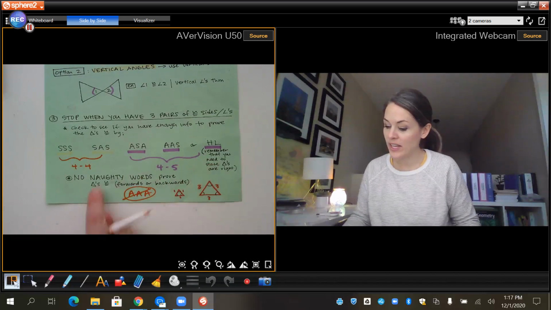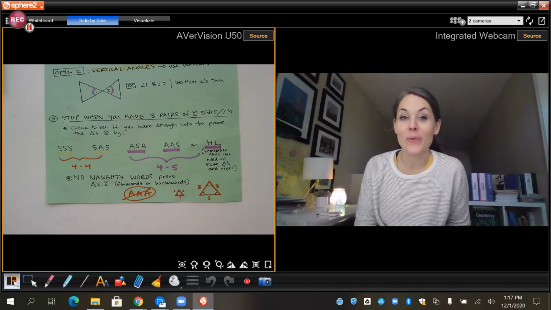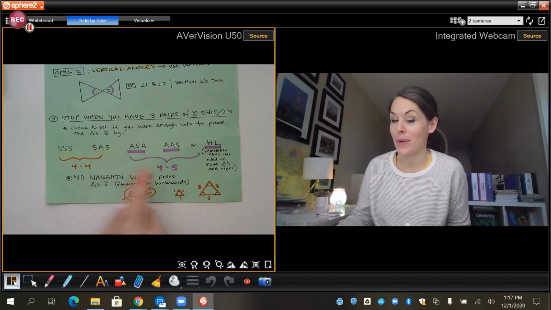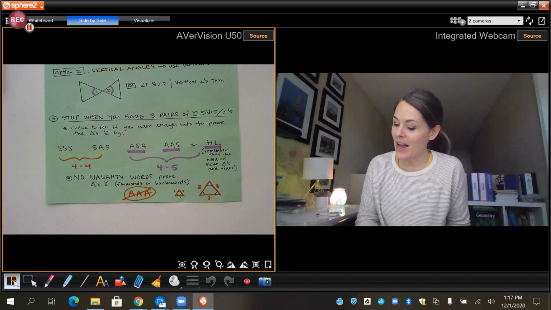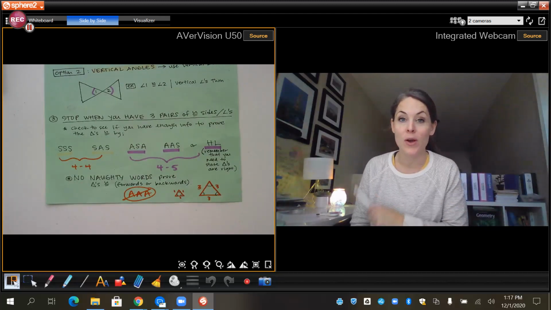You may also see here that there are no naughty words. I know you can create a naughty word using a combination of these letters, but no naughty words will prove triangles congruent, whether spelled forwards or backwards.